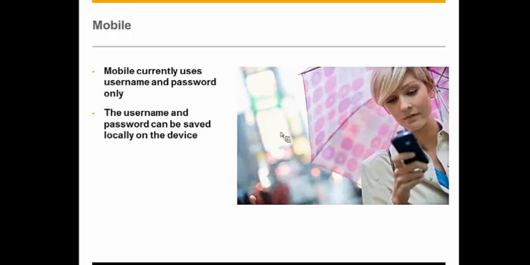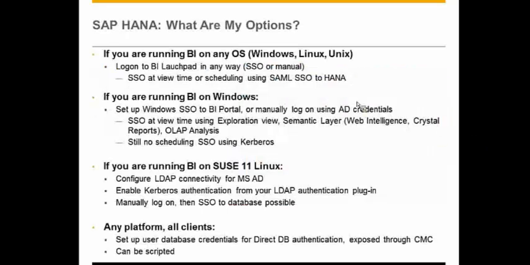And so let's go to SAP HANA. HANA has quite a few options for a reasonably new product. If you're running BI on any operating system, Windows, Linux, logging on to BI Launchpad, you can set up SSO at view time using SAML SSO to HANA. SAML is certificate-based SSO. It's very, very similar to the SSO that we can do with BW.